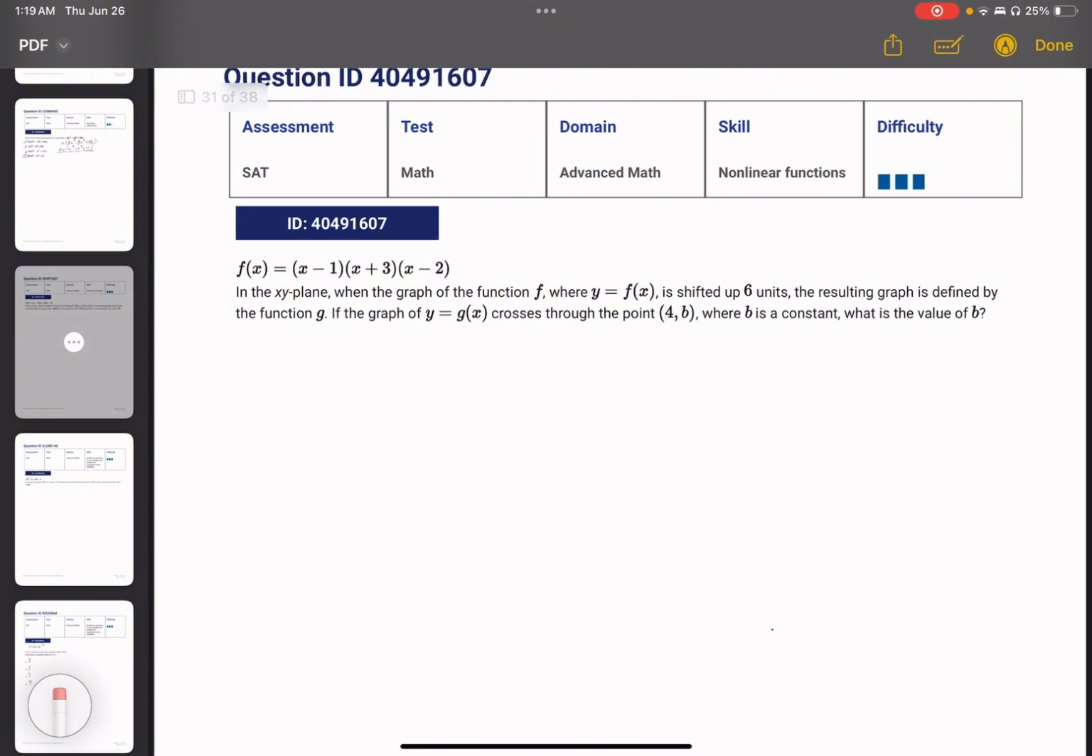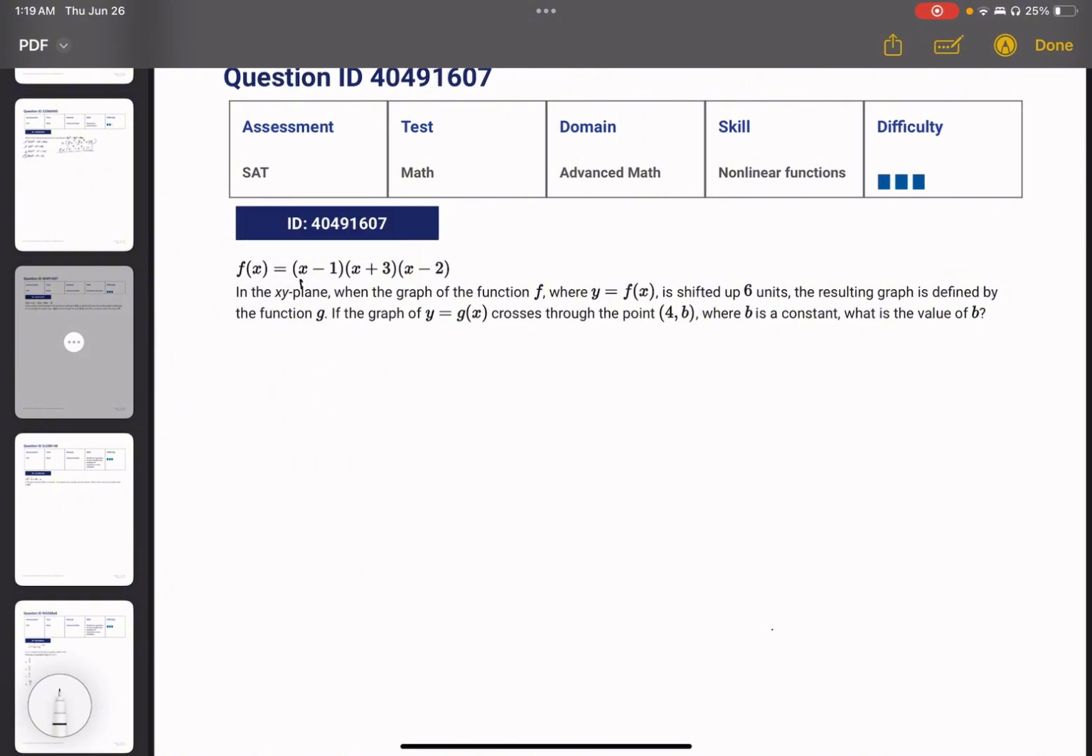This is the first one. So we have this function f of x is equal to x minus 1 times x plus 3 times x minus 1. In the xy plane, when the graph of the function f, where y is equal to f of x, is shifted up 6 units, the resulting graph is defined by the function g. If the graph of y equals g of x crosses through the point 4, comma b, where b is a constant, what is the value of b?